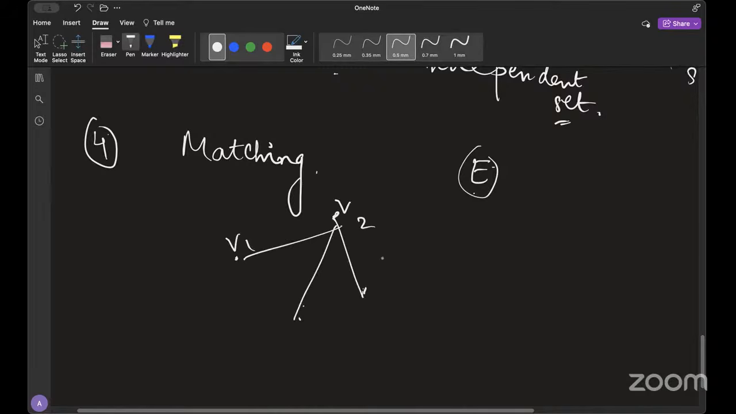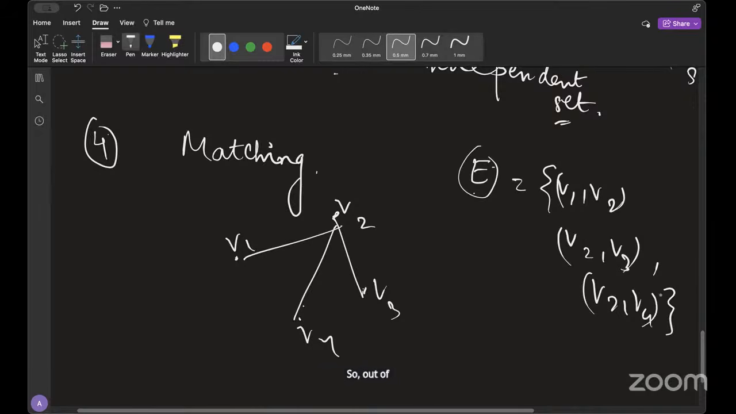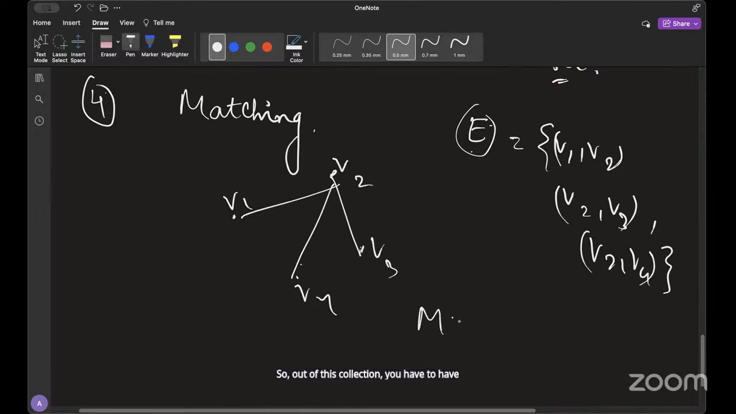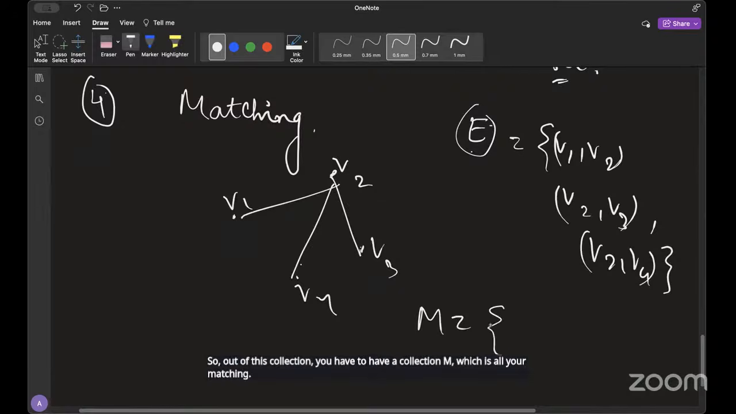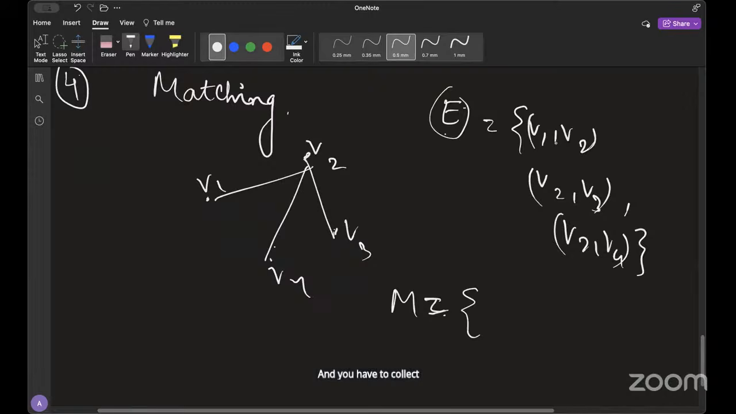This is V1, V2, V3, and V4. Then this set is equal to V1, V2, V2, V3, and V2, V4, right? So out of this collection, you have to have a collection M, which is called your matching, and you have to collect edges here such that the edges are disjoint, in the sense that they should not have a common vertex. So if this is an edge and this is an edge, then we have a common vertex here, right?